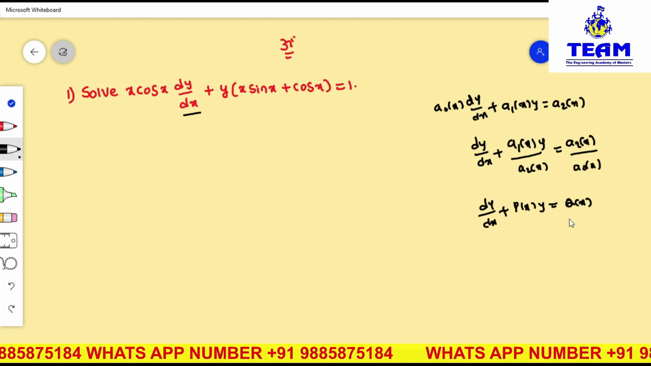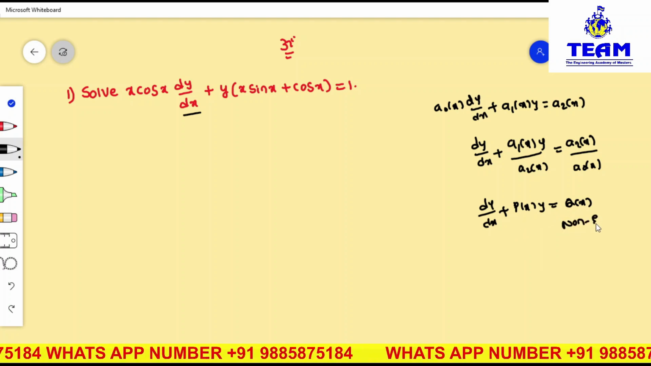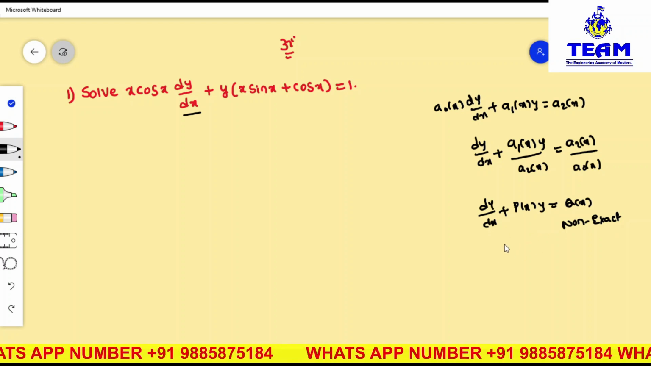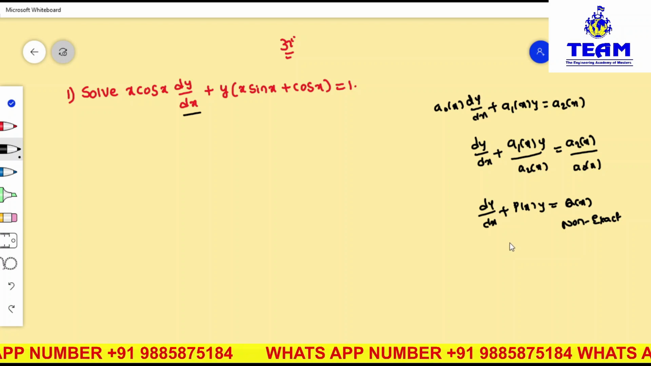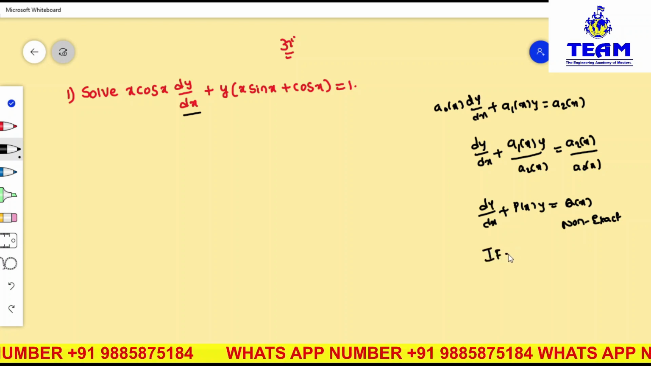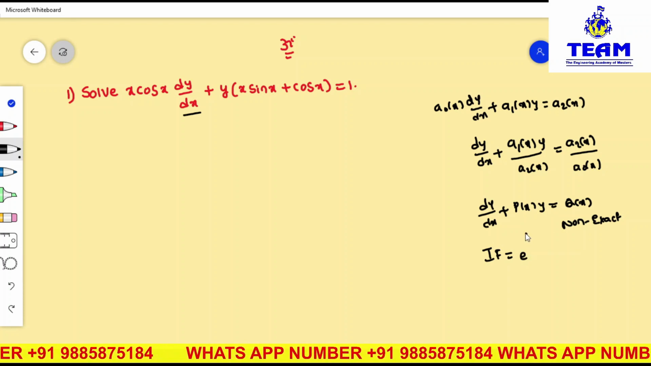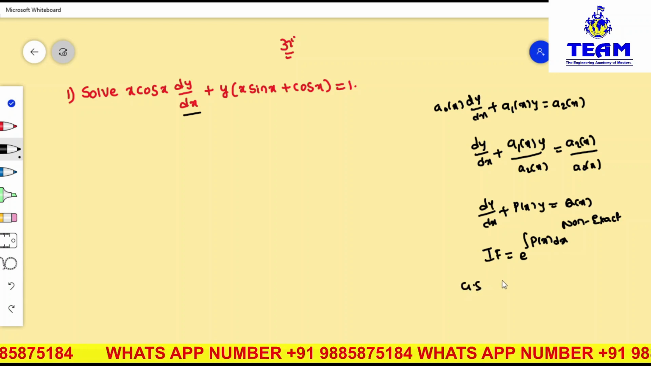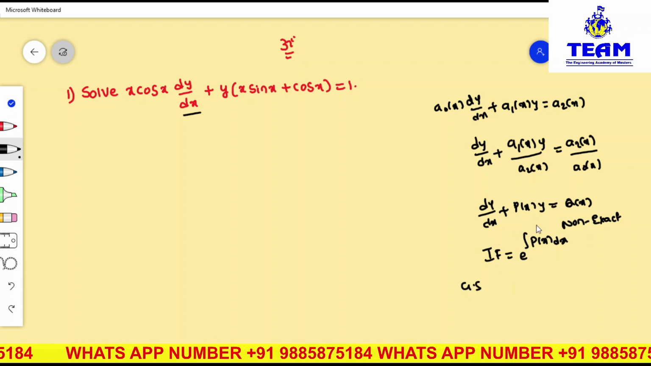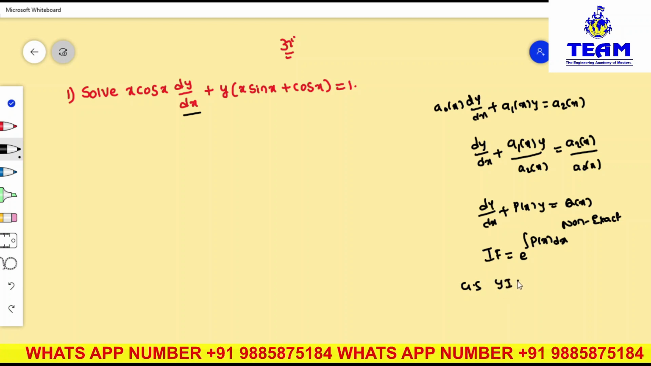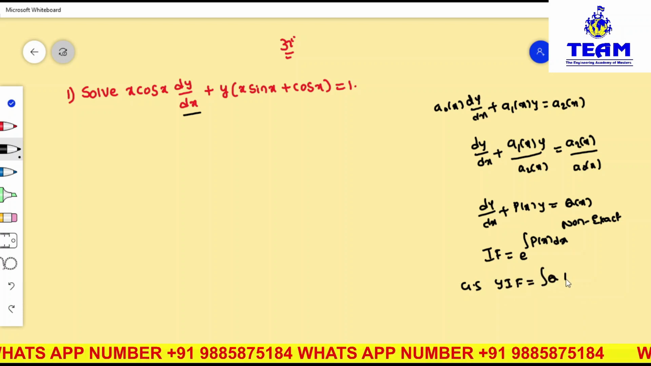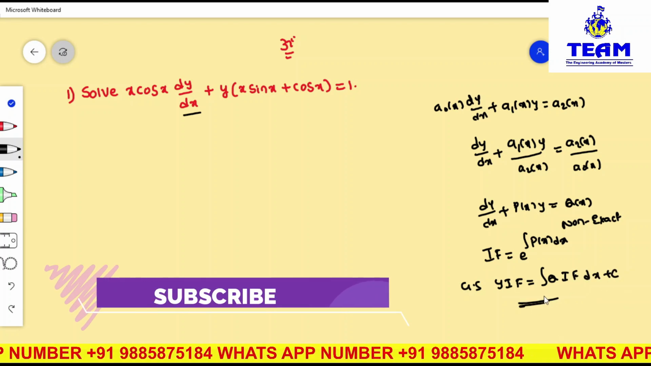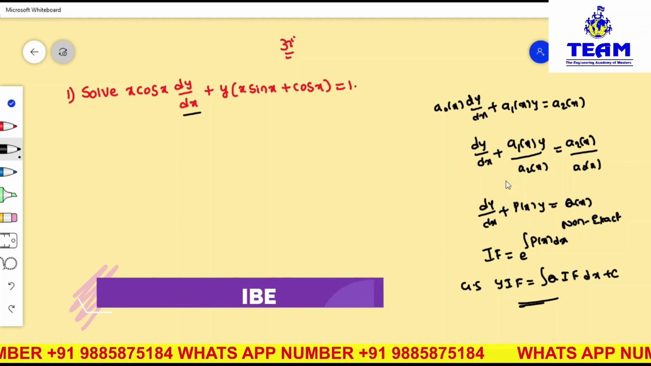Now this is a non-exact differential equation, and we have to convert it to exact. For that, we multiply with a suitable factor, that is the integrating factor. For the linear differential equation, the integrating factor is e to the power of integral p of x dx. The general solution of the first order linear differential equation is y times integrating factor equals integral of q times integrating factor dx plus c. If you simplify this, you will get the required solution.